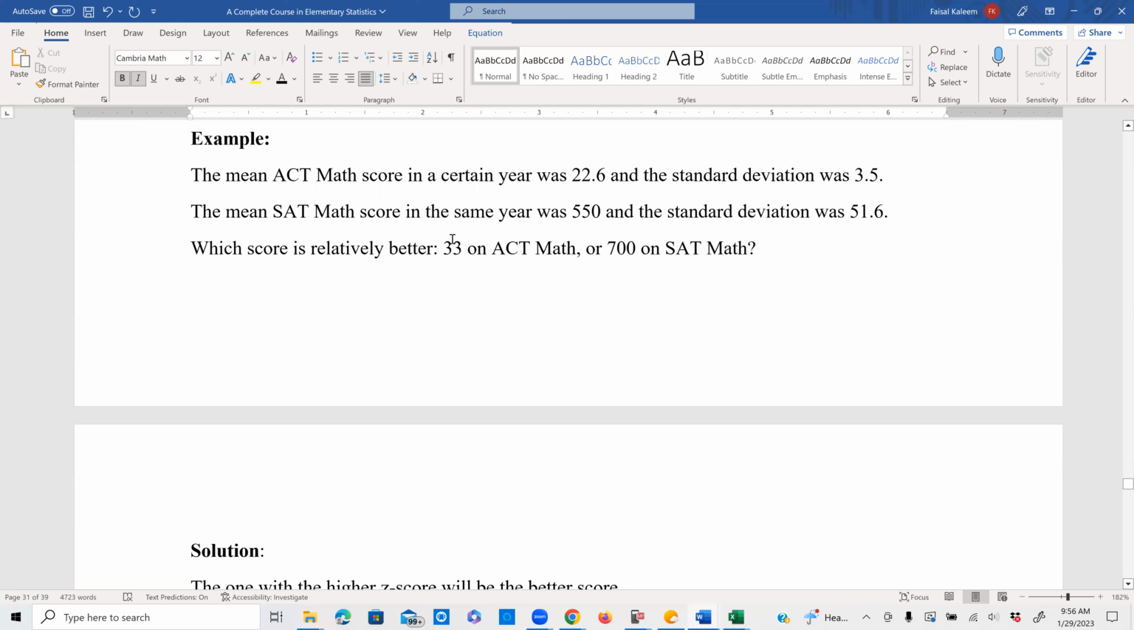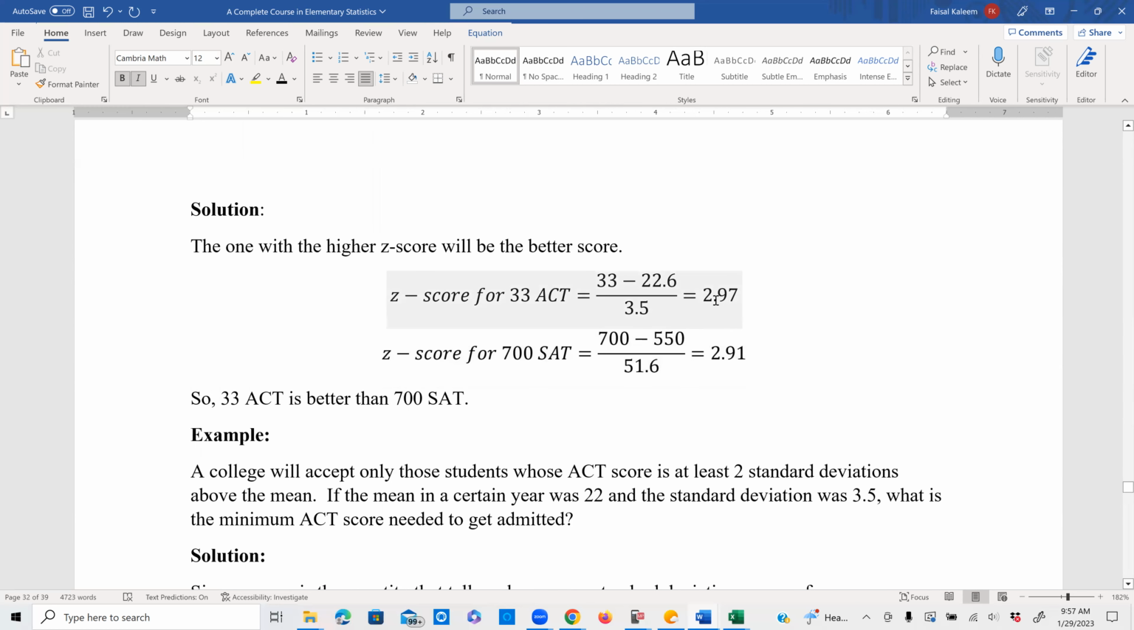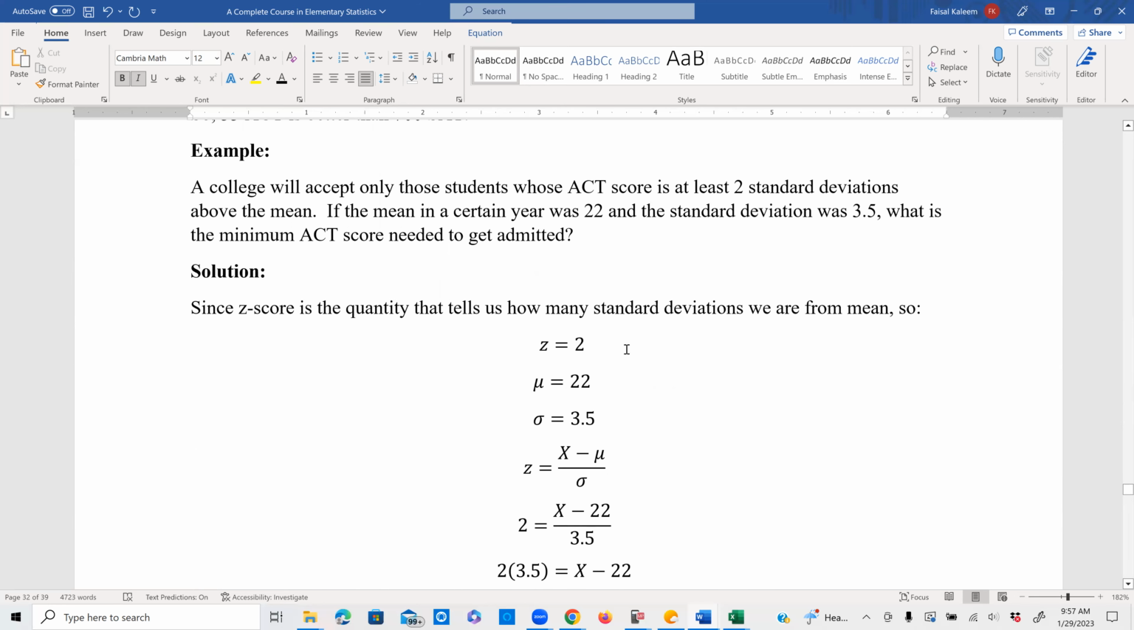So for the ACT, it would be 33 minus the mean, which is 22.6, divided by standard deviation, which is 3.5. So 33 minus 22.6 over 3.5. So 2.97 was the z-score for ACT. Similarly, for the SAT, we're interested in the 700 SAT. The mean SAT was 550. Standard deviation was 51.6. And so 2.91. So this tells us that the ACT score of 33 is better than the SAT score of 700.